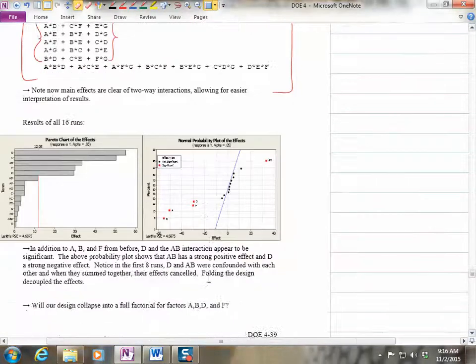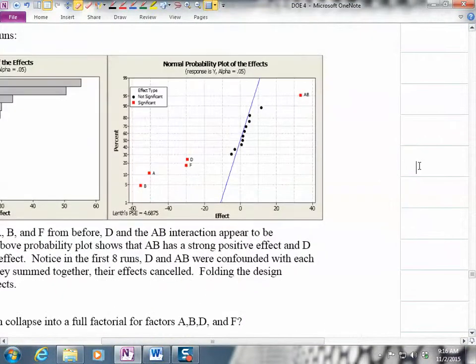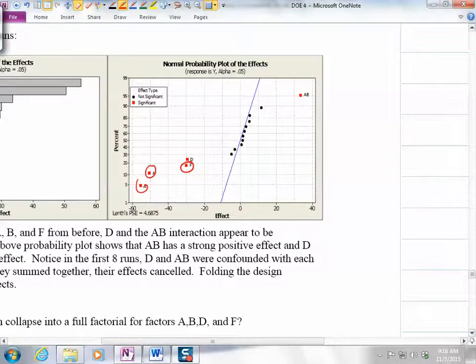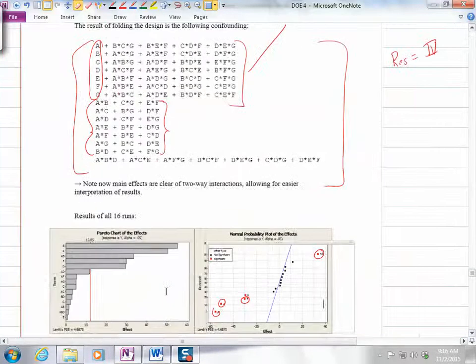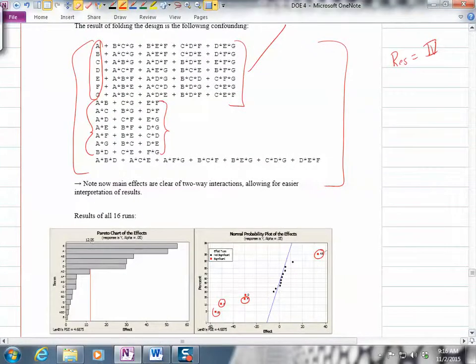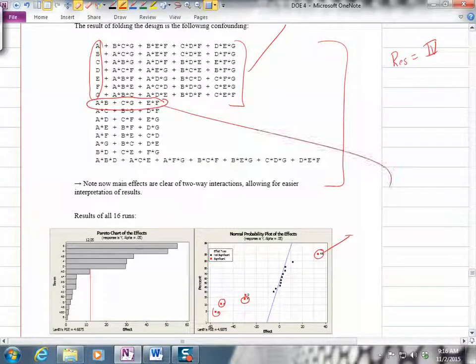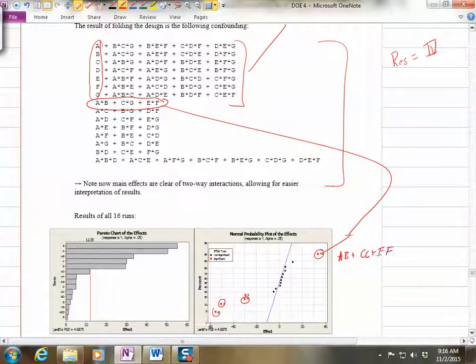Now when we look at the full after folding, we have A, B, and F that are significant, as we suspected before. The A-B interaction popped out as significant, but keep in mind, you have to be very careful with this. Even though Minitab will just list it as AB, it's all these guys, right? So this is AB plus CG plus EF, and we have to figure out which of those 2 interactions is doing something for AB. Yeah, Aiden.